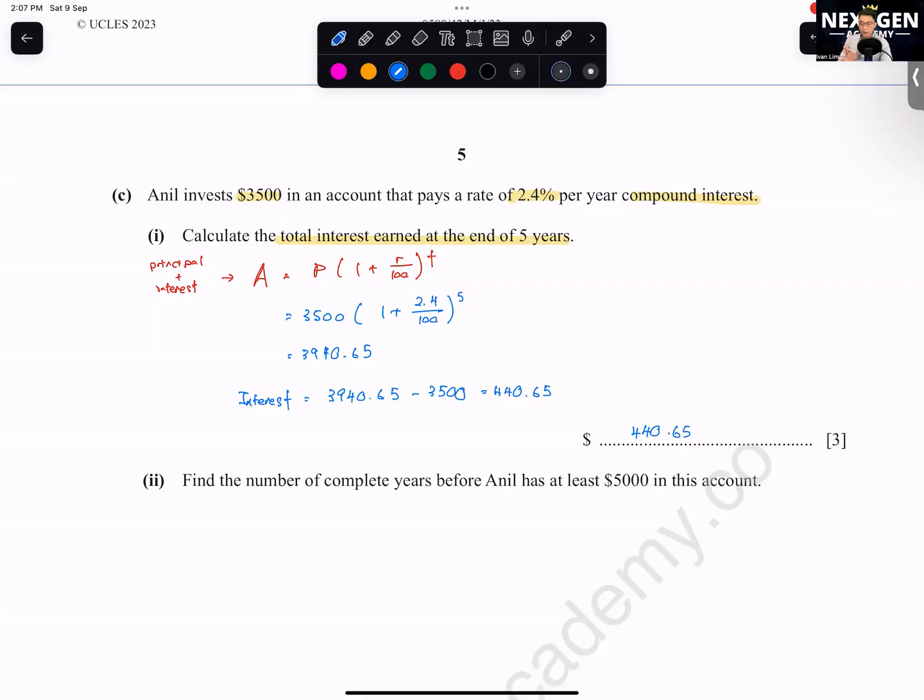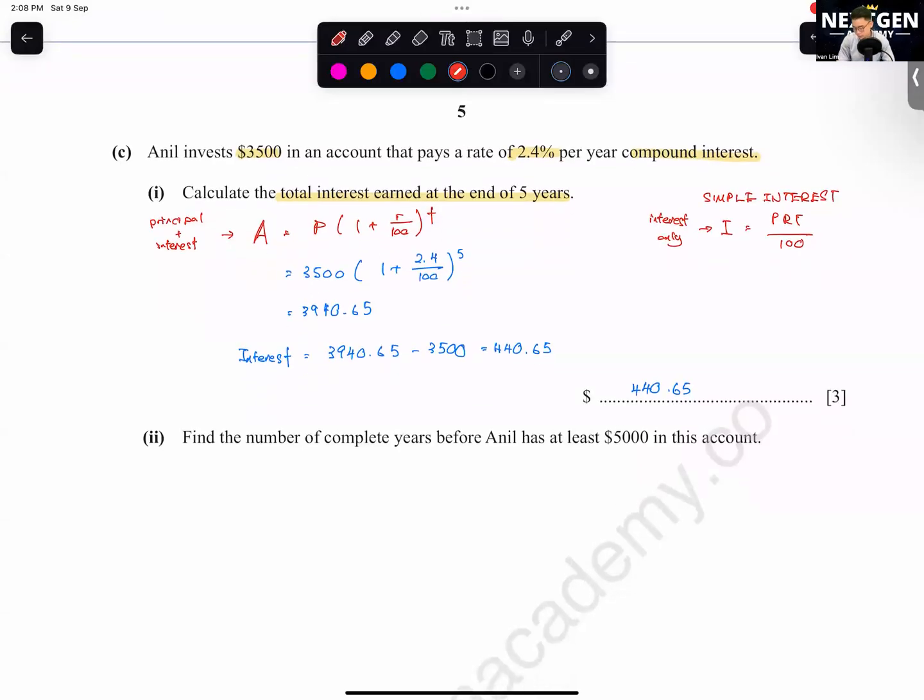440.65. However, you need to take note that for simple interest, it is just interest only, the formula. Simple interest, PRT over 100. This is just interest only. So you have to read the question properly, whether they want just the interest, whether it's your profit or loss, or they want the total amount that he or she has currently. Depending on the question.